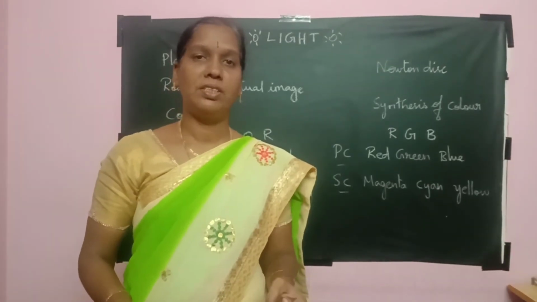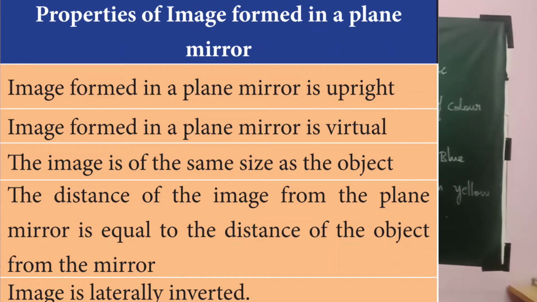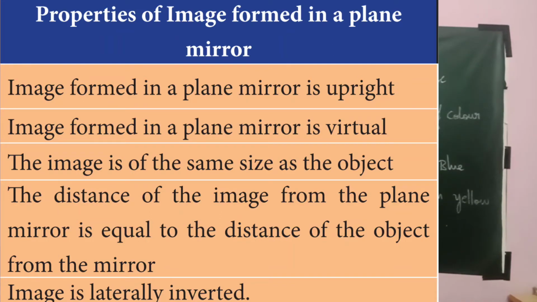Let us see the properties of images formed in a plane mirror. The image formed in a plane mirror is upright. The image formed in a plane mirror is virtual. Virtual means the image cannot be captured on a screen. Then the image is of the same size as the object. The size of the object and the image remains the same. The distance of the image from the plane mirror is equal to the distance of the object from the mirror. So the distances are also equal. And the last one, the image is laterally inverted. Laterally inverted means what? It will possess the property that left appears as right and right appears as left.